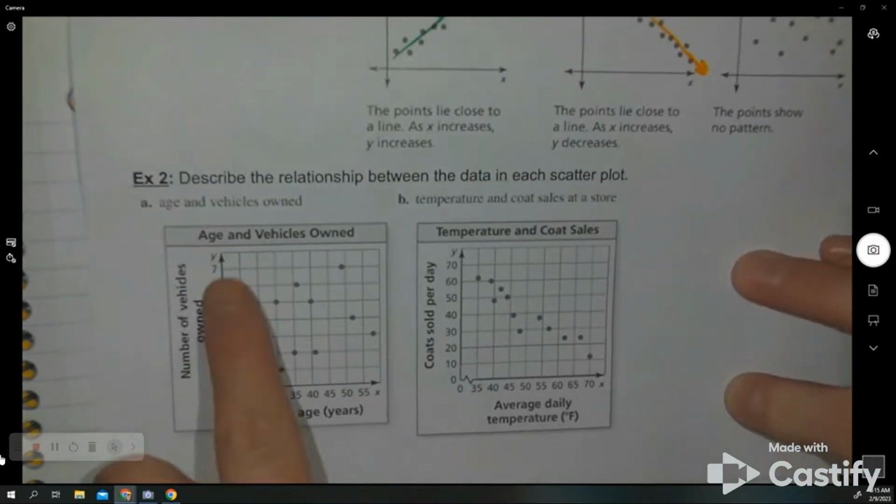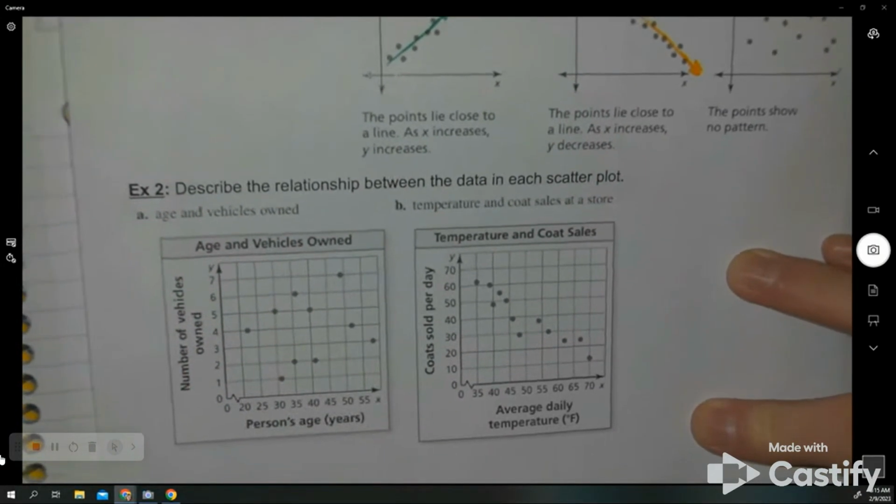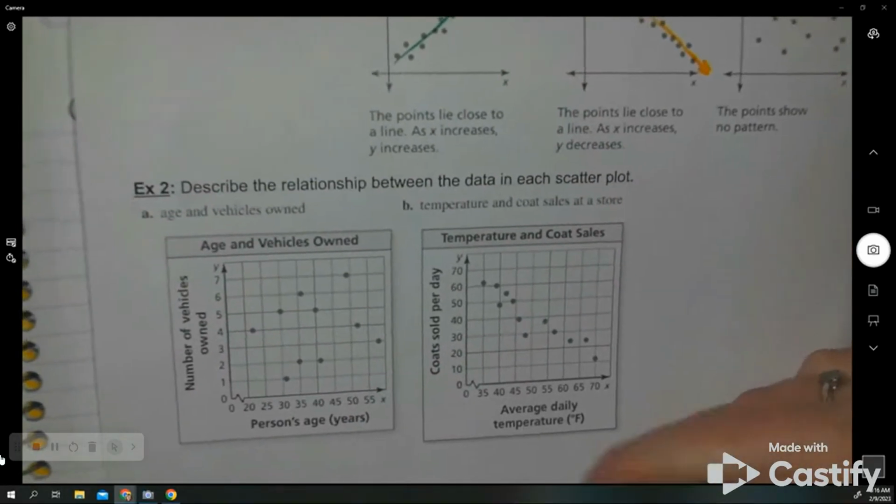So for A, it's age and vehicles owned. So we've got person's age in years, and then the number of vehicles that they've owned on the y-axis here. And as I look at the data, it's kind of like the one we were just talking about. It looks like they just threw dots on this paper. So we would say that there's no correlation for that one.